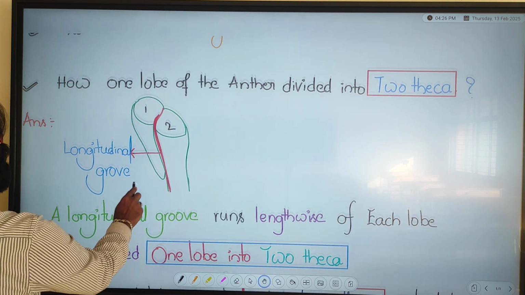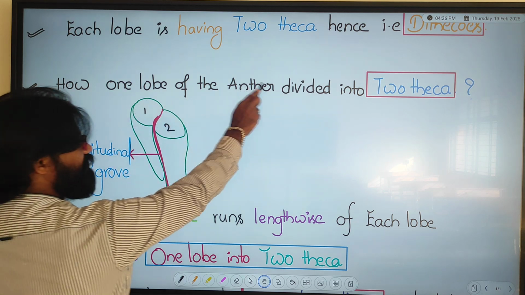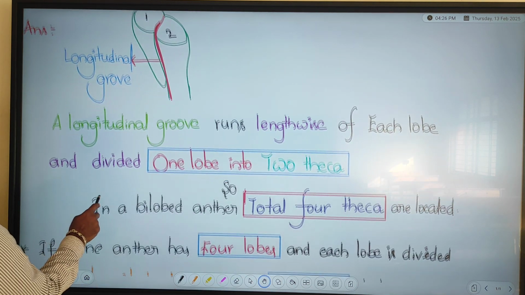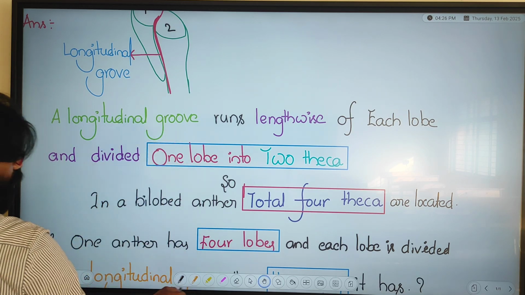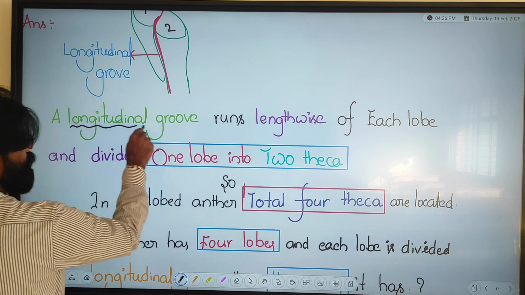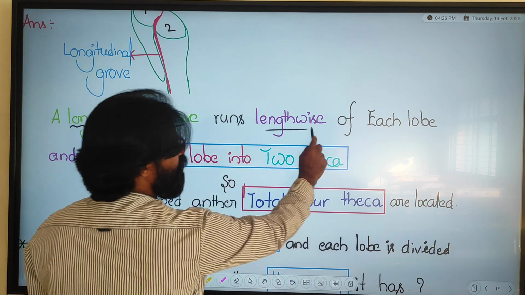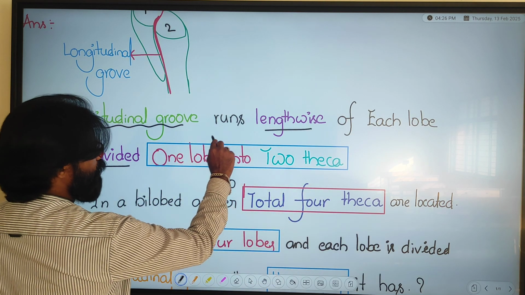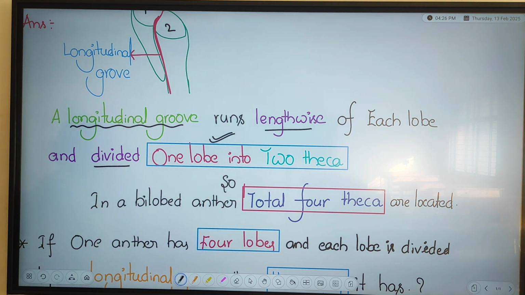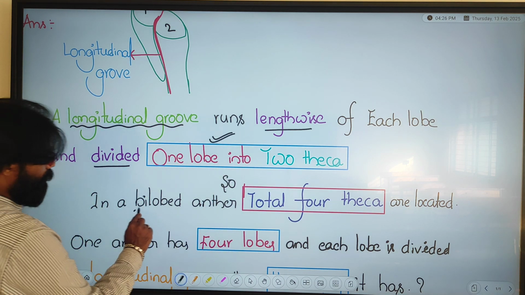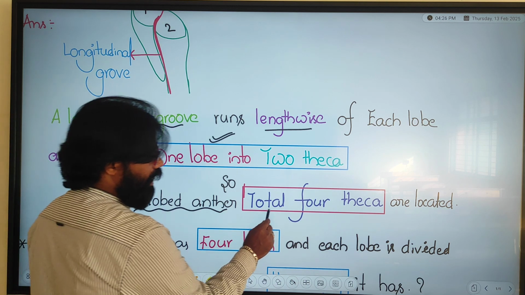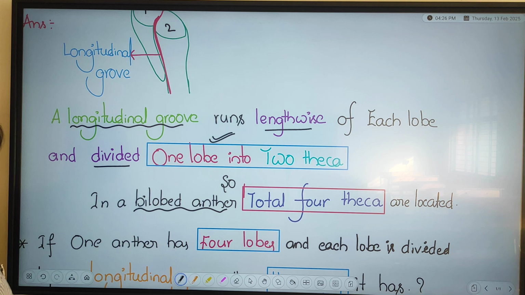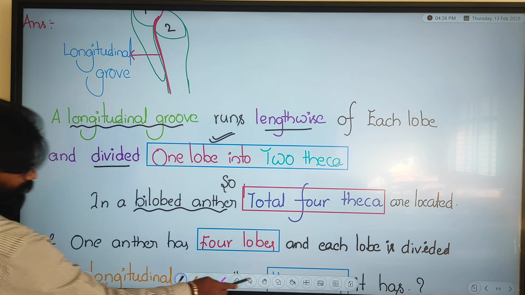Now here is the answer for the above question. How is one lobe of the anther divided into two theca? A longitudinal groove runs lengthwise along each lobe and divides one lobe into two theca. So in a bilobed anther there are a total of 4 theca located.